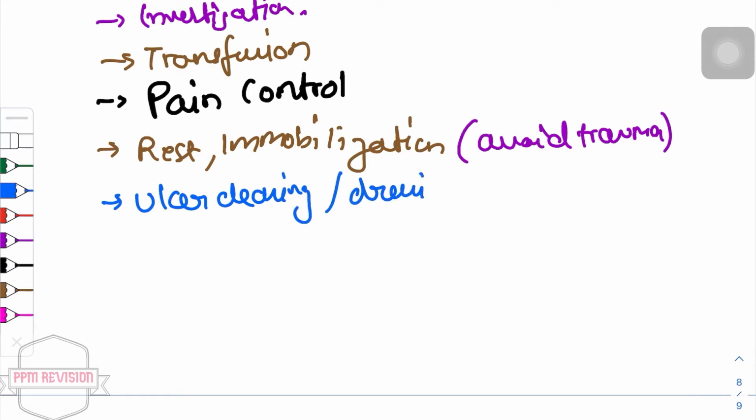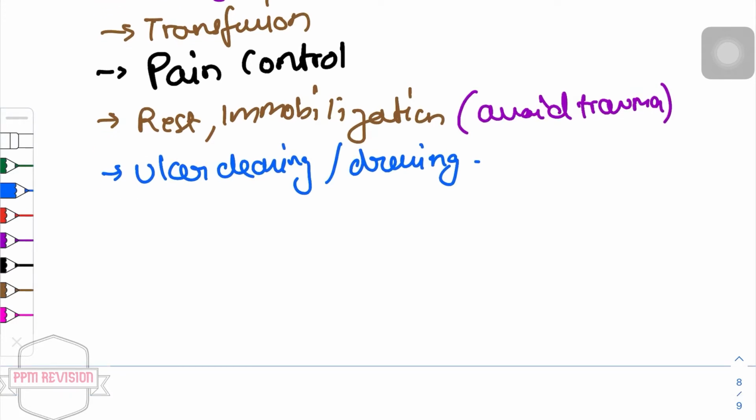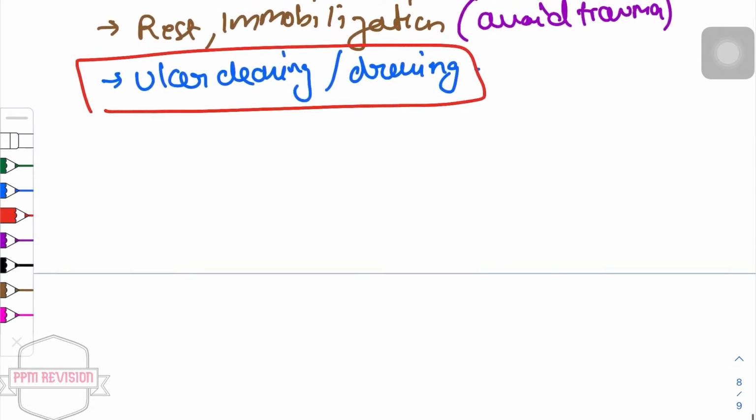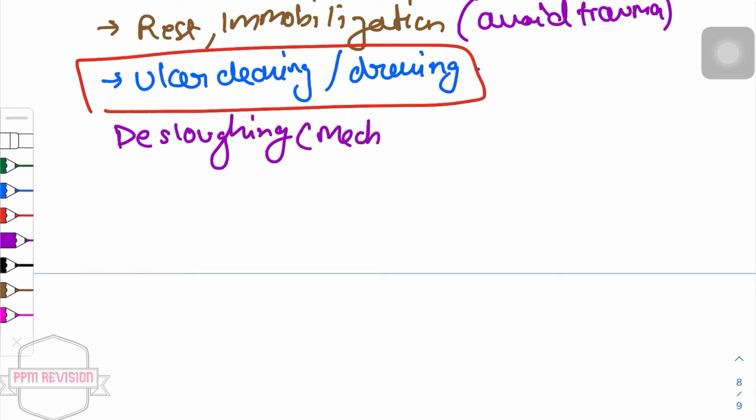Dressing, and hydrogen peroxide is used. Firstly, dealing with only ulcer cleaning, under this there is de-sloughing. After de-sloughing, it can be done through the mechanical route, as well as through the chemical route. After that, scissors are used for excising the slough.